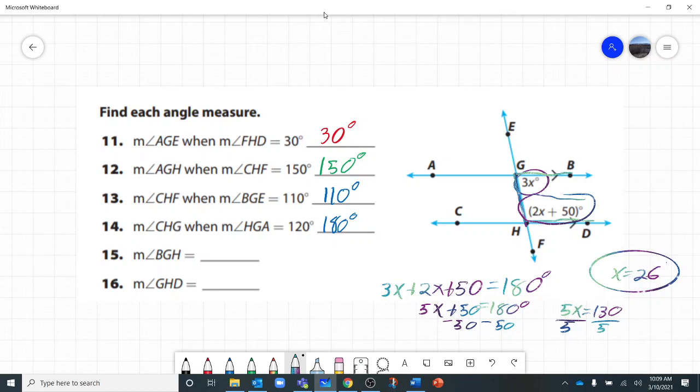BGH is 3 times 26. 3 times 26 is 78. You can use a calculator for that if you'd like. 78 degrees. And then GHD is 2 times 26 plus 50. Again, you can put all of that into a calculator. 2 times 26 is 52, plus 50 is 102. So GHD is 102 degrees. Okay. Again, that's all there is to that. It starts to go really fast once you get the hang of it. So the more practice you get, the better off you are.